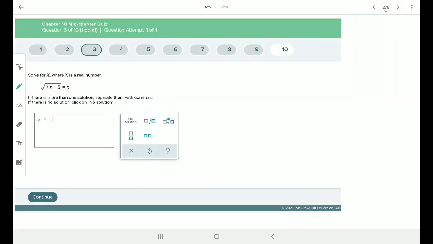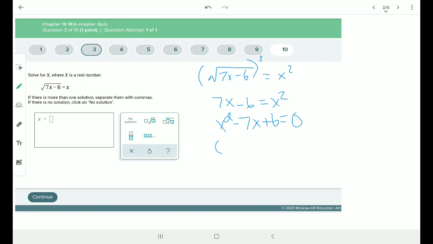Moving on to question 3, very similar, but now we have 2 variables, 1 on each side. So when I get the square root of 7x minus 6 equals x, we start by squaring both sides just like normal, and I get 7x minus 6 equals x squared. Now I want to move everything to one side to make it nice and simple. That way we can factor it. So x squared minus 7x plus 6 equals 0, and now I can factor it.